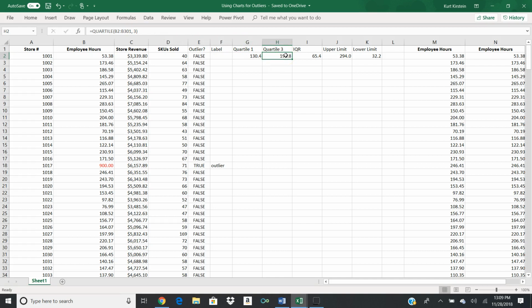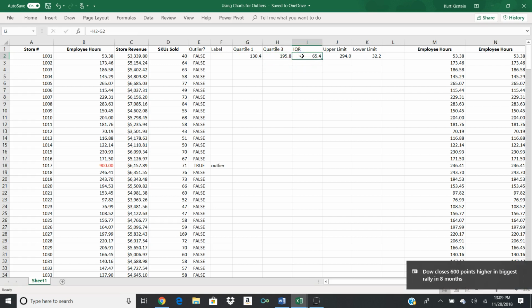Now those values are key in helping us determine what is an outlier and what is not an outlier. The next thing we need to know is the interquartile range. Remember I told you that when we calculate quartile 1 and go up to quartile 3, that's our interquartile range. To determine the range, we subtract the smallest value from the largest value. The smallest value in our case is 130.4. The largest value is 195.8. So we subtract 130.4 from 195.8 and we get an interquartile range, IQR, of 65.4. That is the next key piece of information in our process.